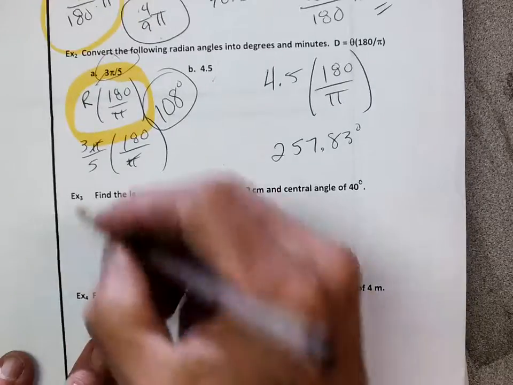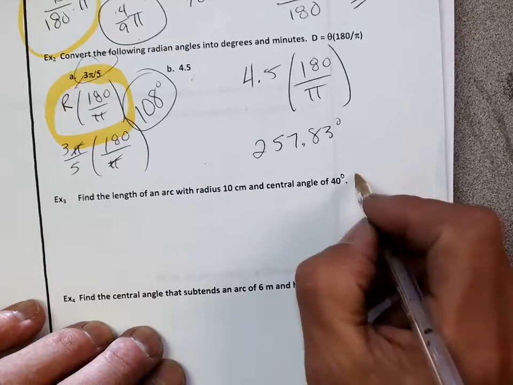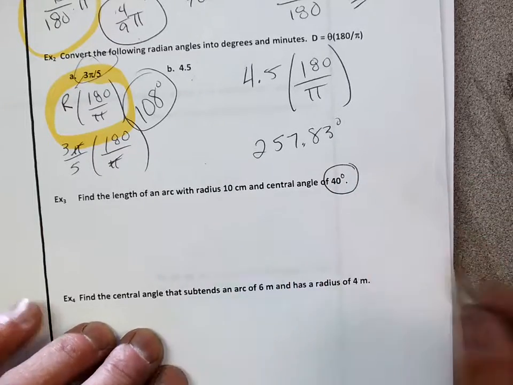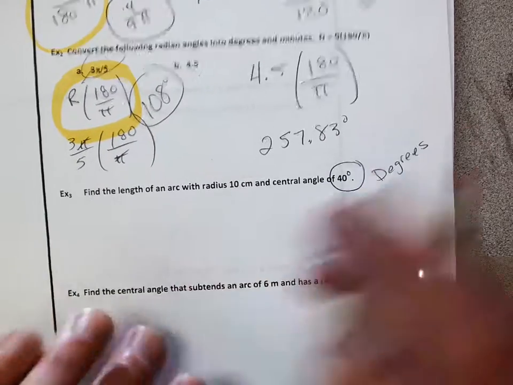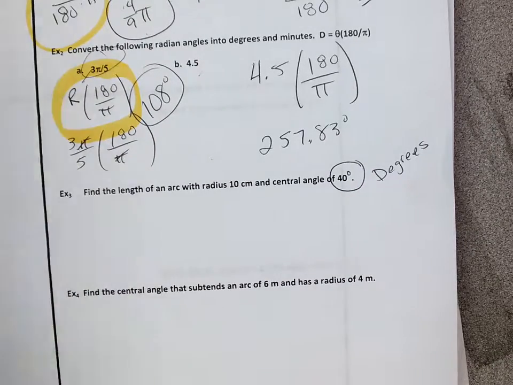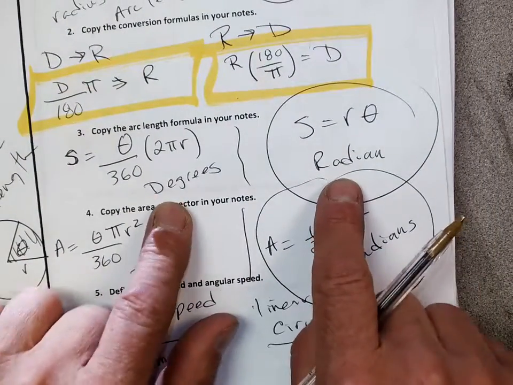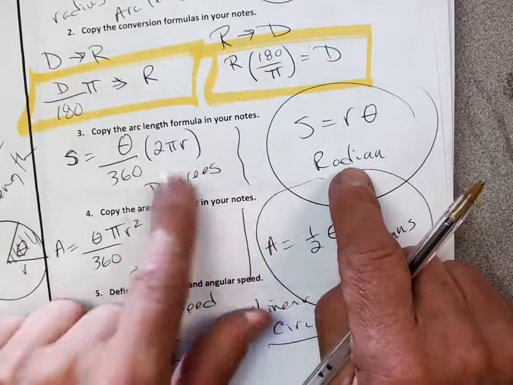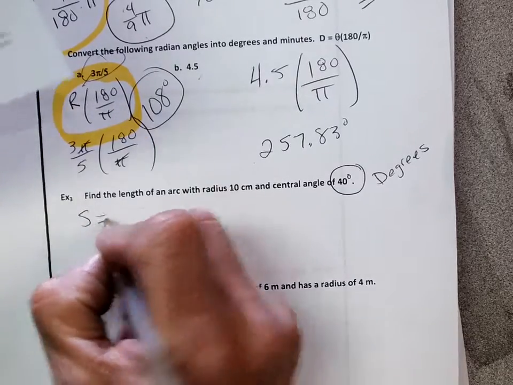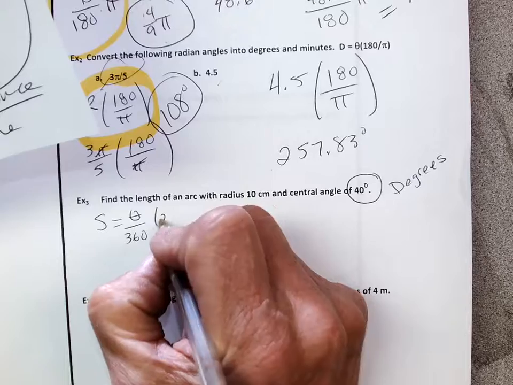Example 3. Find the arc length of an arc with a radius 10 and central angle 40 degrees. I want to circle the degrees. So I go to my notes. Arc length. I've got this arc length formula here and this one. This one's in degrees, and this one's in radians. So I'm going to use the one that's in degrees, because this is 40 degrees. So S equals theta over 360 times 2 pi r.